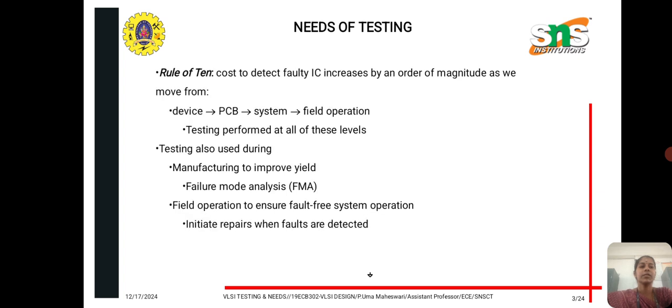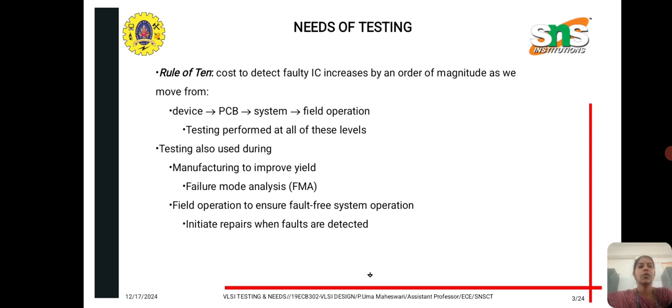And the next one is why we are going for this testing. Here is the rule of 10: the cost to detect a faulty IC increases by an order of magnitude as we move from device to PCB, to the system, and to field operation. The testing is performed at all these levels.